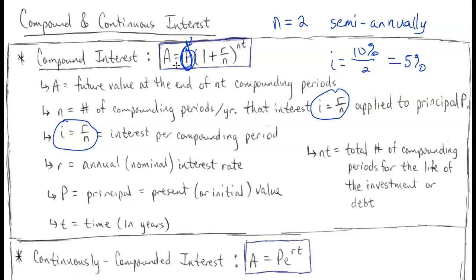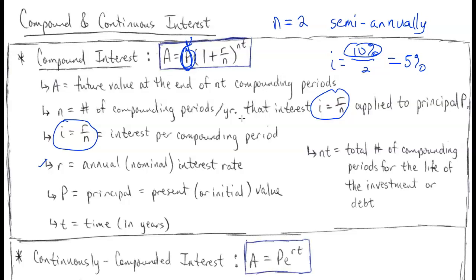Okay, so that's how that works. Of course, here R is what we call the annual or nominal interest rate. So that's like this 10% here. And if you're looking at some financial instrument or product, that's what you get told the interest rate is. But you have to pay attention to the compounding period, because that's actually going to give you a clue as to how much interest you're really going to earn.